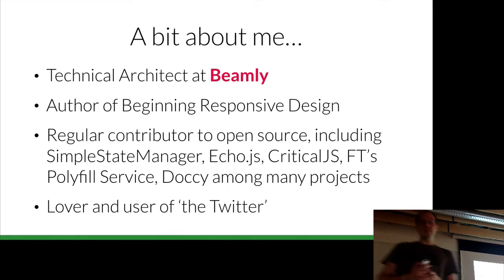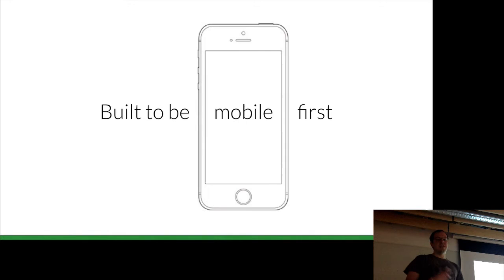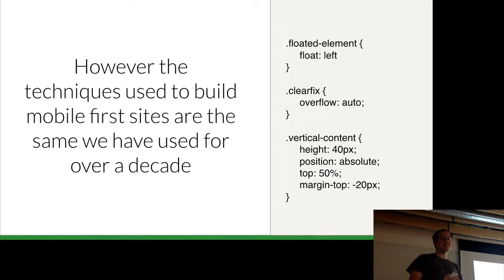So the heart of every progressive web app is a responsive site. It's built to be mobile first, focusing on how things fit on a small screen first, progressively enhancing for large displays to provide a fuller experience. However, the techniques used to build mobile-first sites are the same we've been using for over a decade. We're still floating our elements left, we are still setting heights on elements that need to be equal height, and to vertically align something, we're either using a horrible table CSS hack or absolutely positioning.